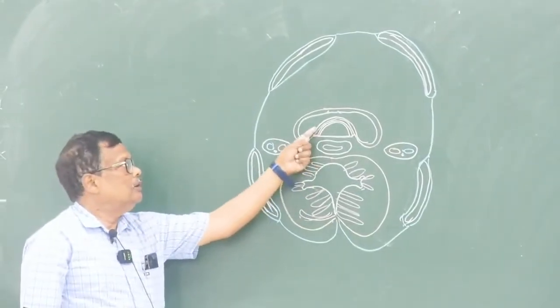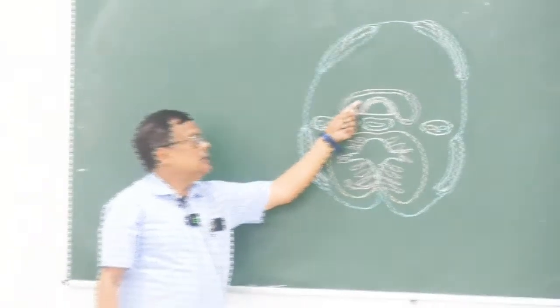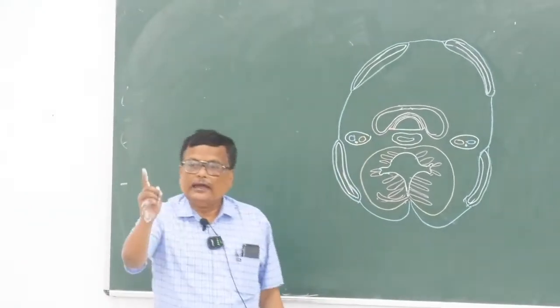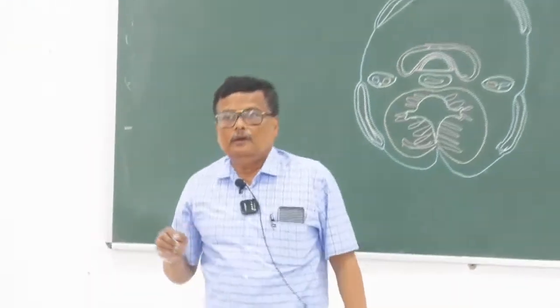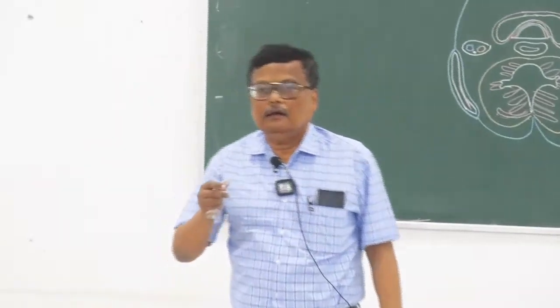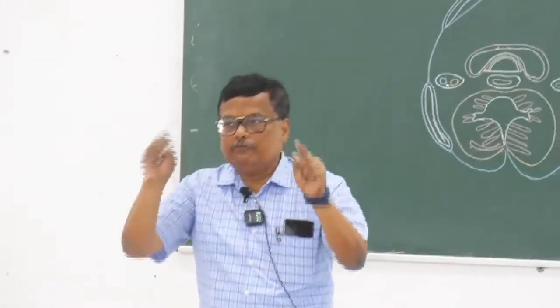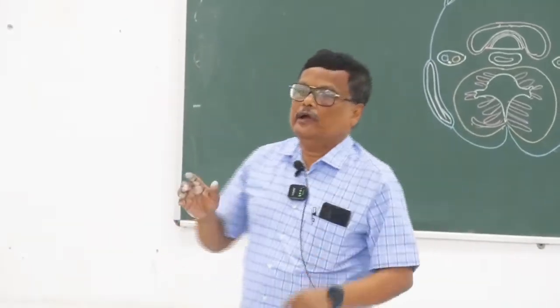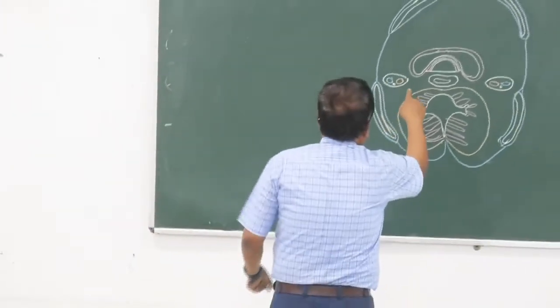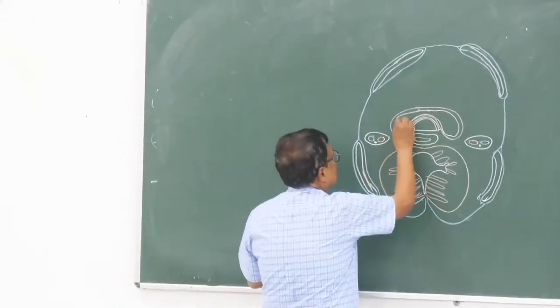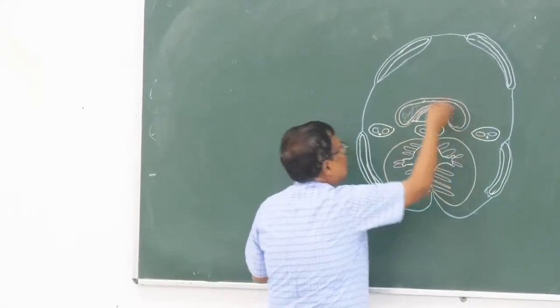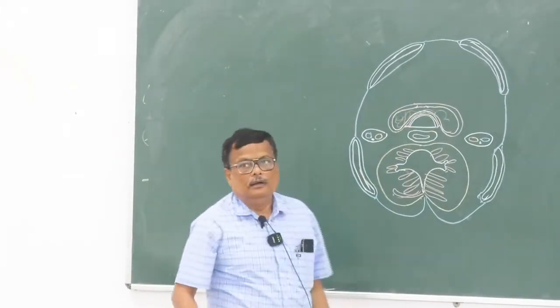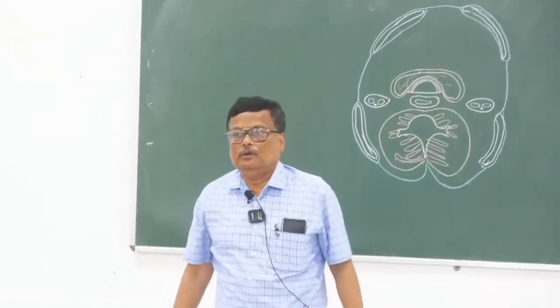So, already I have told you about the pretracheal layer, of which there is only one thing you need to know: the pretracheal layer makes a false capsule around the thyroid gland. This is the thyroid gland. And makes a false capsule.